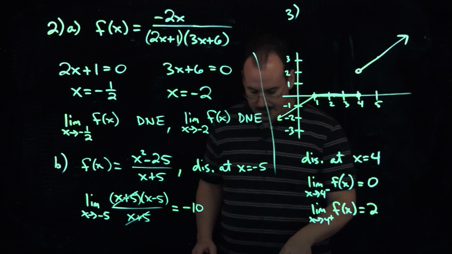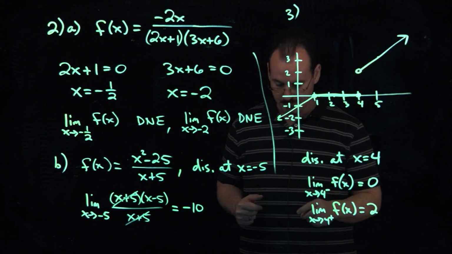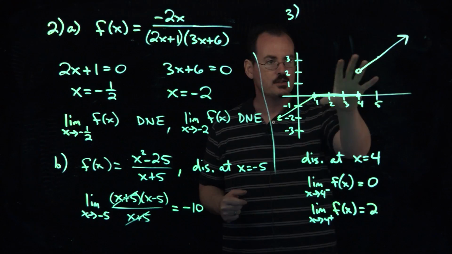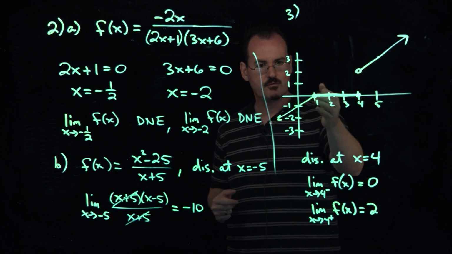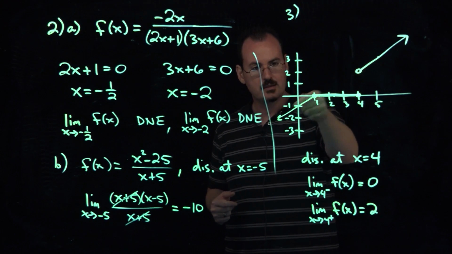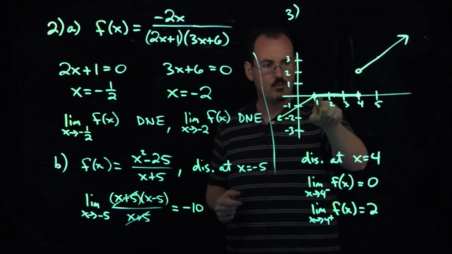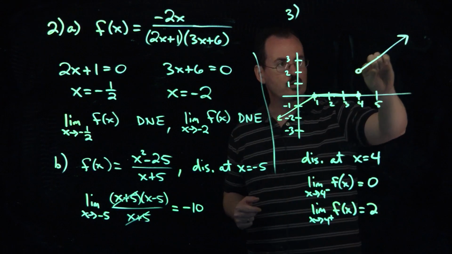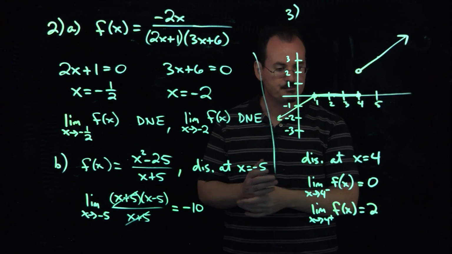For problem number 3, we had this piecewise function. I didn't write it down, but you should have it on your worksheet there. When you graph it, you should find that it kind of looks like this. To the left of 1, it's this linear function. Between 1 and 4, it's constantly 0. And then when it's greater than 4, it's this other linear function here.